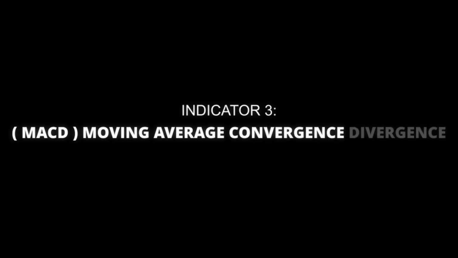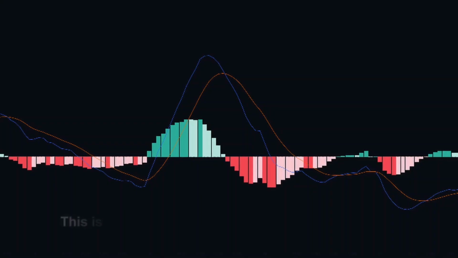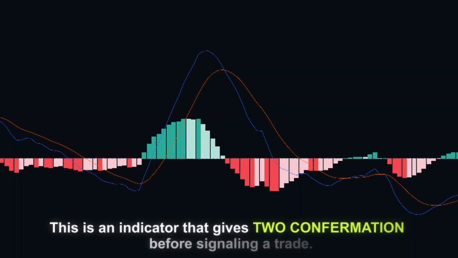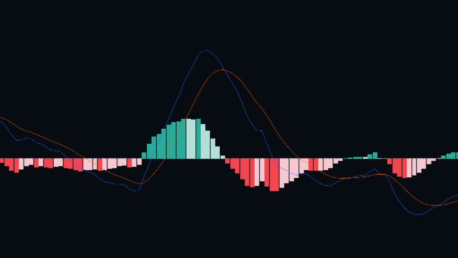So, the third indicator is the MACD, Moving Average Convergence Divergence. This is an indicator that gives us 2 confirmations, but people use it but only take 1, resulting in losses. But you need to take 2 confirmations on the MACD. Let's see how. Whenever the blue line crosses the red line from below, it gives us a buy signal. And if the blue line crosses the red line from above, it gives us a sell signal.